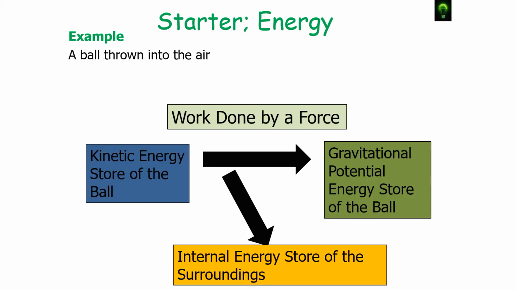Another example is a ball thrown up into the air. So you throw a ball up into the air, so it is moving, so it has a kinetic energy store. It is carried out by a force. This is the force of gravity in this instance, and it will turn the energy into the gravitational potential energy store of the ball as it's high above the surface of the earth. But because it's an open system, some of the energy is transferred to the internal energy store of the surroundings.